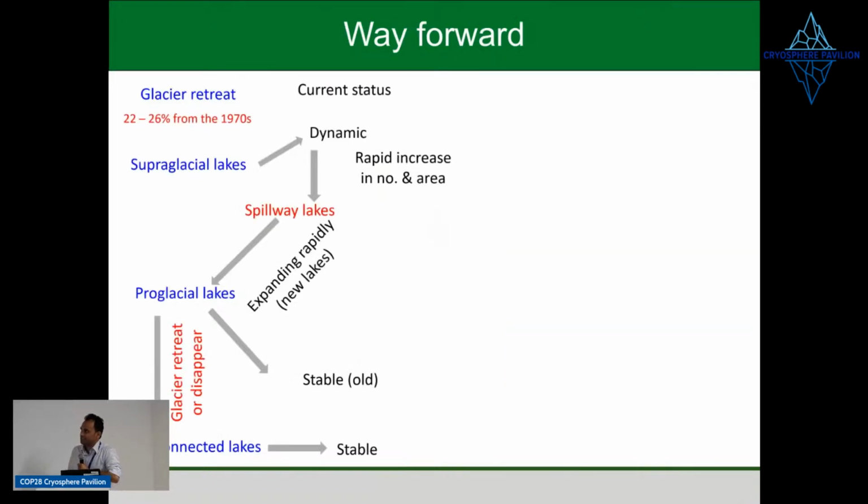There is continuous retreat of the glaciers, forming several supraglacial lakes on the surface of the glaciers, and they are more dynamic, rapidly changing, increasing. Some are disappearing, some are converting to spillway lakes, and some are continuously growing and becoming large glacial lakes. But some are unconnected glacial lakes. They are already stable, and might not grow, but the risk is still there.